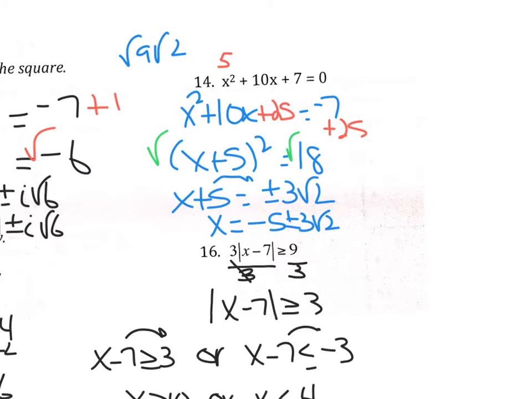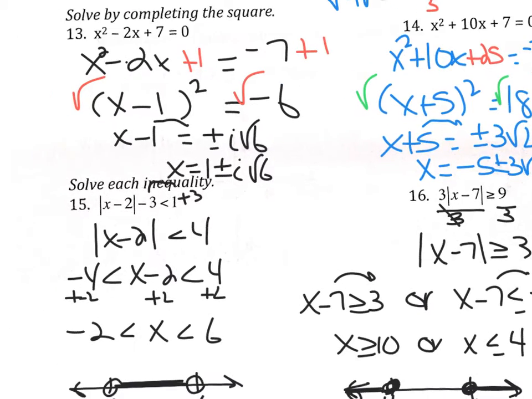(x + 5) squared. You've got to get rid of the square now. Square root, square root. Don't forget you can break down 18 like I did right here: 9 and 2. The square root of 9 is 3. I don't know the square root of 2, so it stays inside. Move the 5 over. It's negative 5 plus or minus 3 root 2, all over 2.